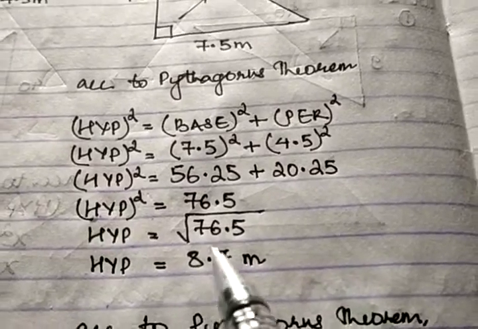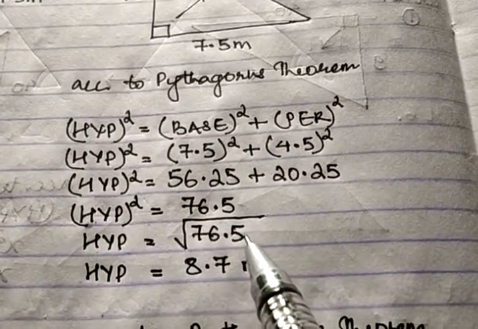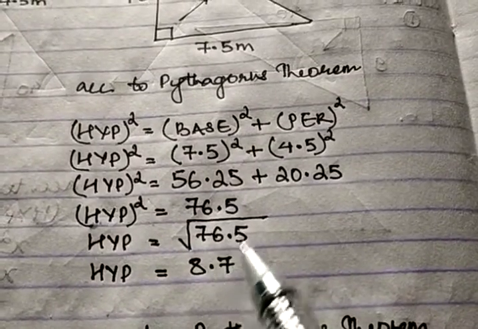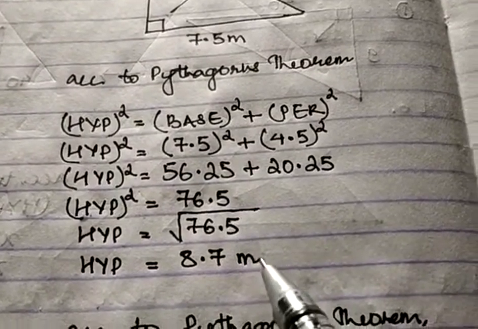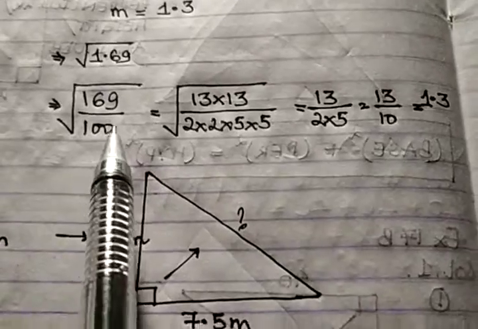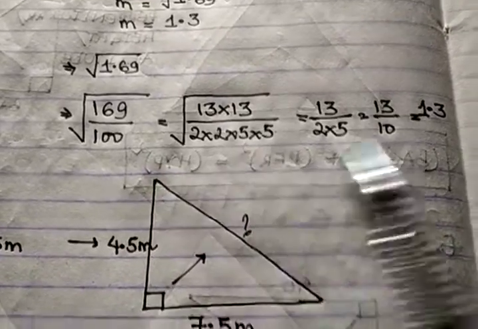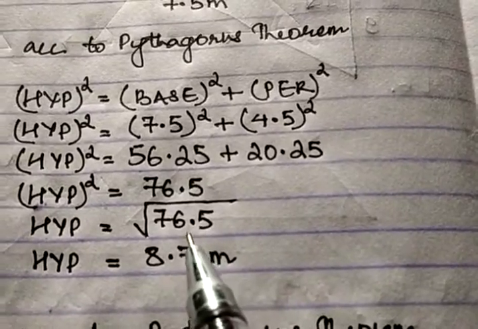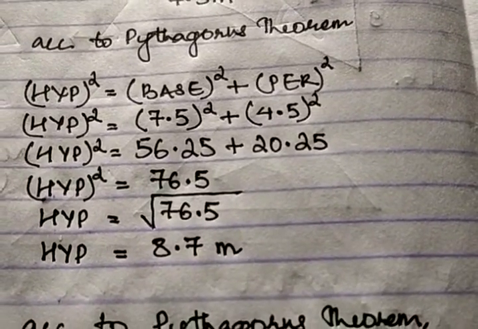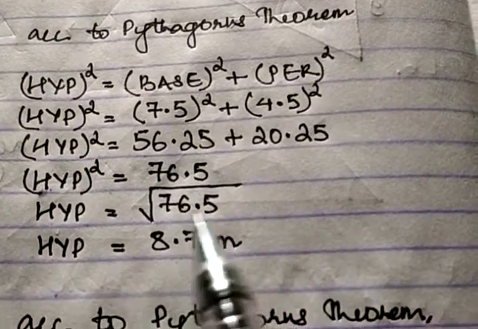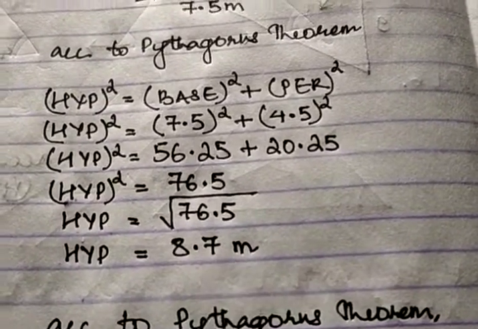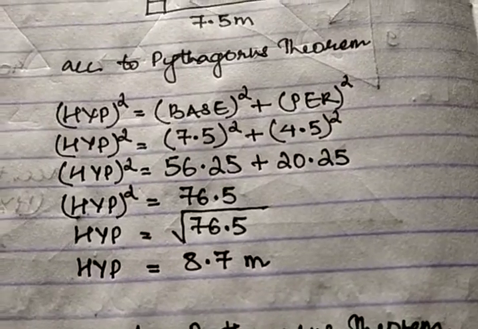Either you can go with the fractional form, as I have done here, or what you can do is use the long division method. I have taught you this as well, how you do the square root of decimal numbers. I taught you that, isn't it? So that too will give you the result as 8.7 meter.